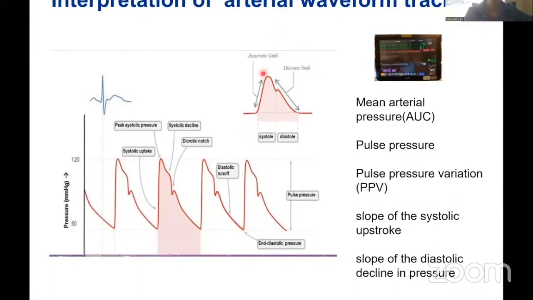The slope of the systolic upstroke is generally related to the left ventricular contractility, and the slope of the dicrotic decline in the pressure, that is the diastolic runoff, varies with the resistance in the arterial system. If the stroke volume is constant, then the diastolic runoff decreases sharply, for example in vasodilator therapy.